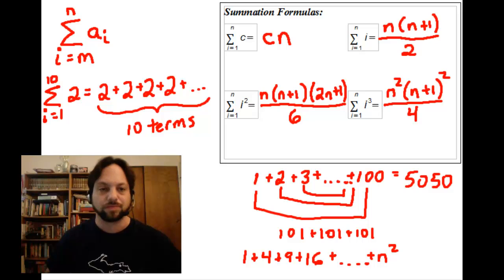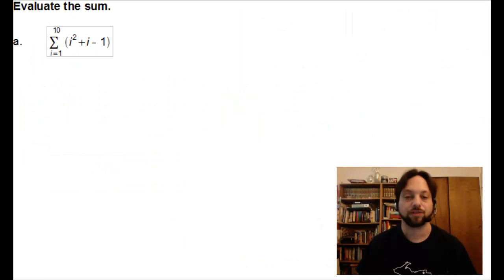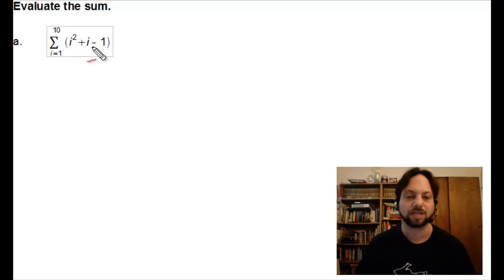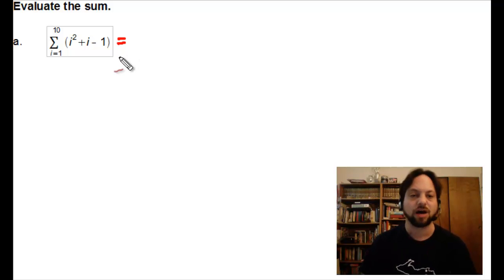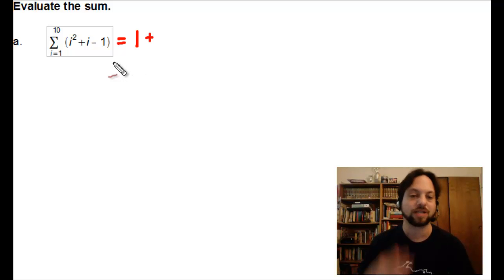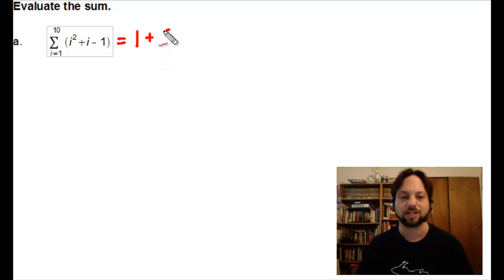But before we get there, let's go ahead and take a look at example A and see how easy this actually is to do. In our first example of using these summation formulas that we just learned, here in example A, we're going to sum all the values from i equals 1 up to 10 of i squared plus i minus 1. Now, what exactly do these numbers look like? Before we start working it out and finding out what the sum is, let's actually take a look at these. If i equals 1, we're going to have 1 squared plus 1 minus 1, which of course is just 1.